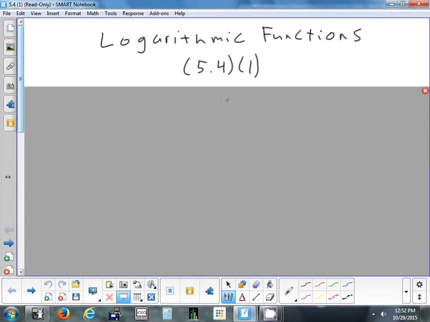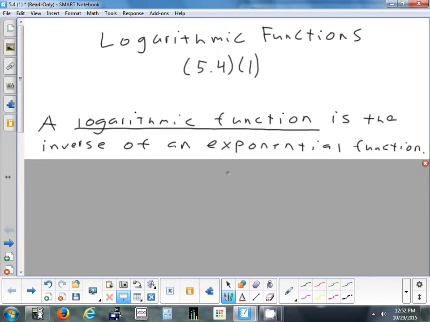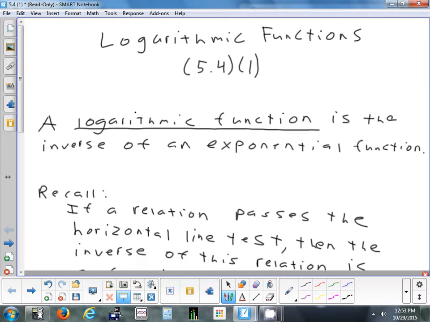So today we're going to take a look at section 5.4, part 1, which is on logarithmic functions. Logarithmic functions are basically the inverse of exponential functions. In a way, they're kind of opposites of each other. Keep that fact in mind as I show you the next couple things.